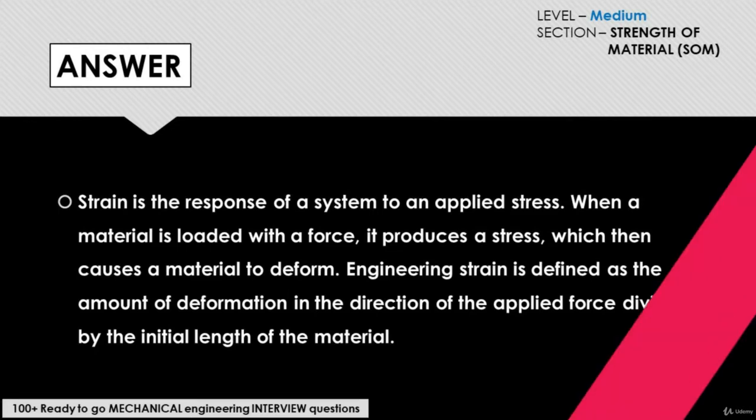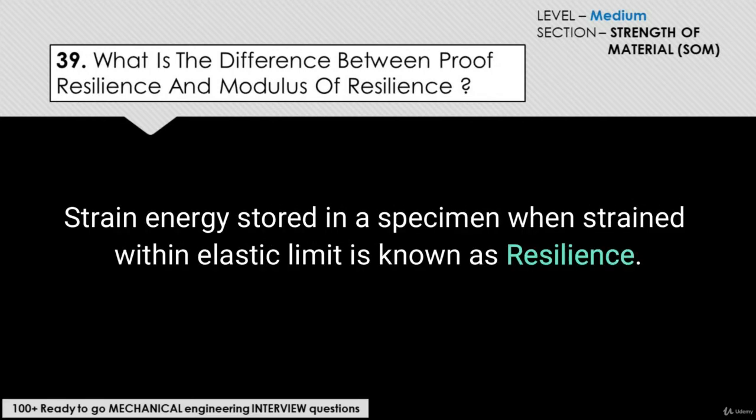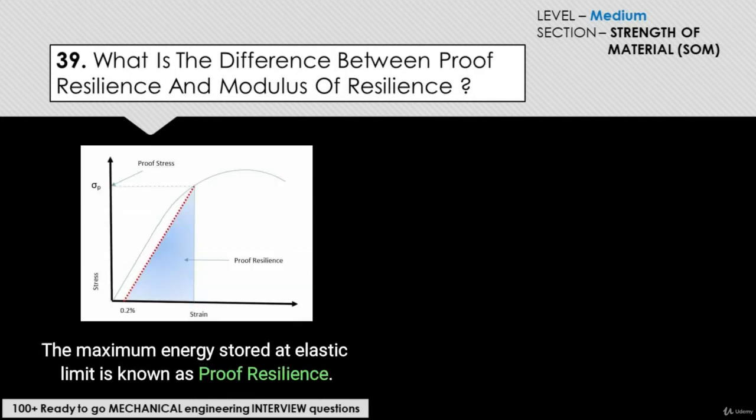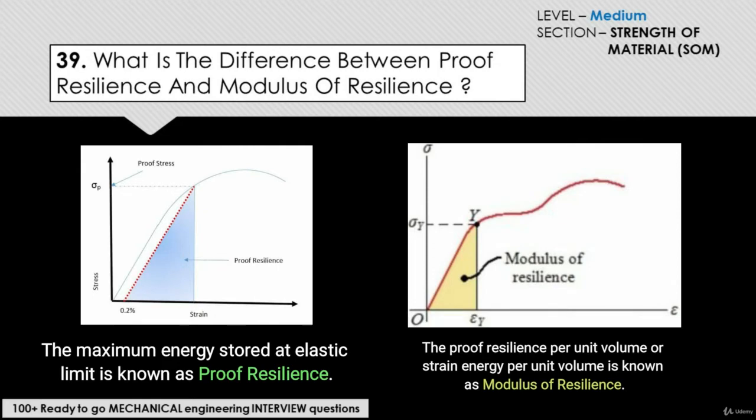length of the material. What is the difference between proof resilience and modulus of resilience? Strain energy stored in a specimen when strained within elastic limit is known as resilience. The maximum energy stored at elastic limit is known as proof resilience. The proof resilience per unit volume or strain energy per unit volume is what we call modulus of resilience.